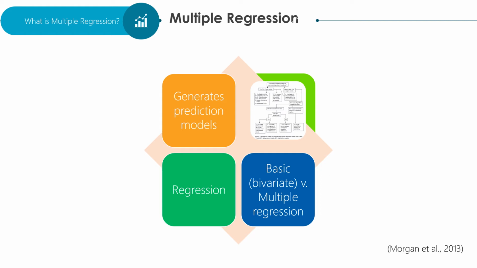This statistical computation generates regression models. There are two types of regression covered in our text. The first type is bivariate regression. The second type is multiple regression.